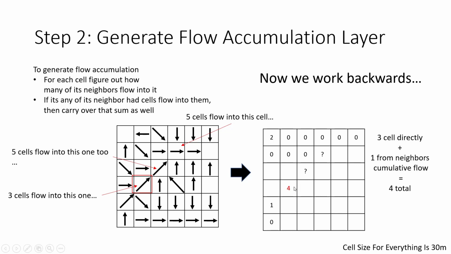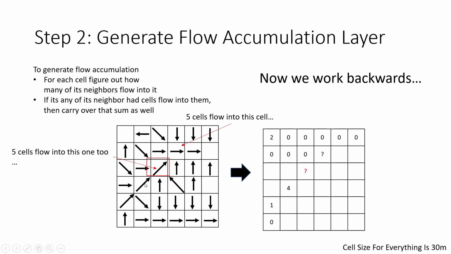But we're still not done, right? Because again, we're going backwards up to try to figure out what this cell is. So now we know the flow accumulation of this cell is 4. What about the flow accumulation of this cell? All right, again, pause the video, see if you can work through this on your own, given what we've already done.